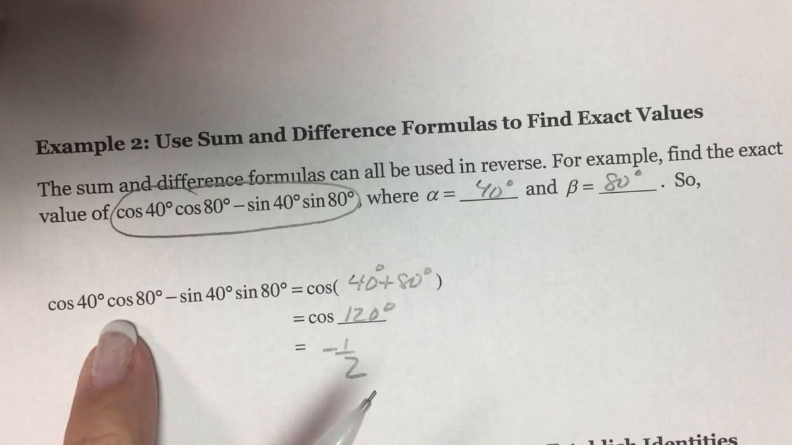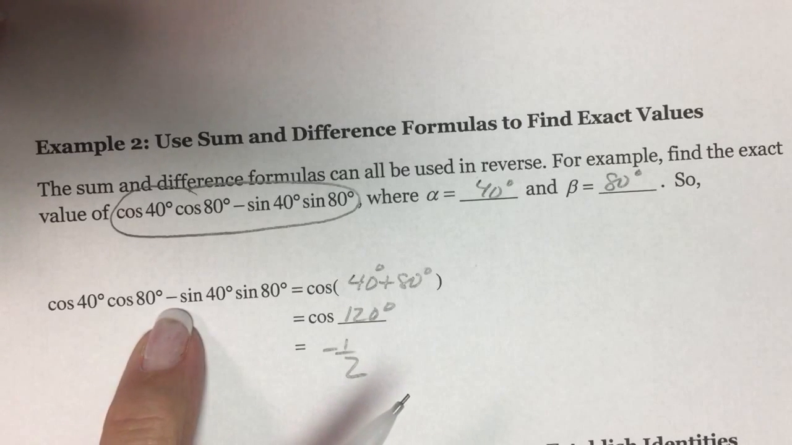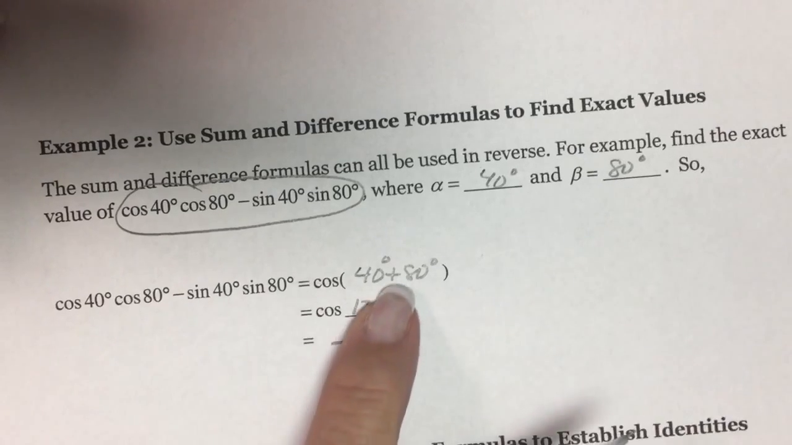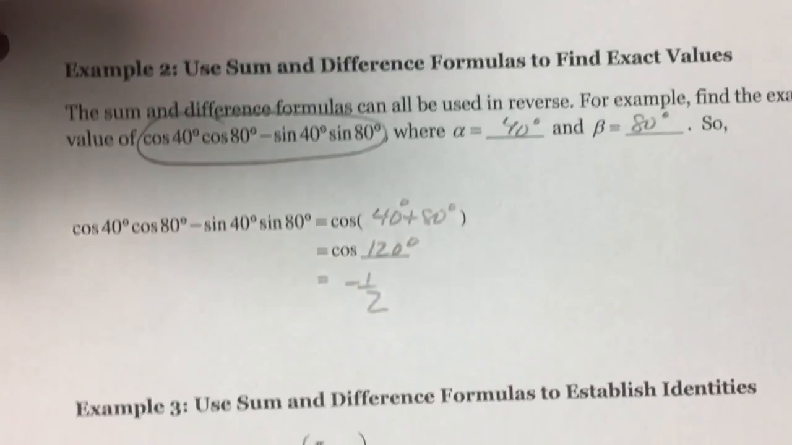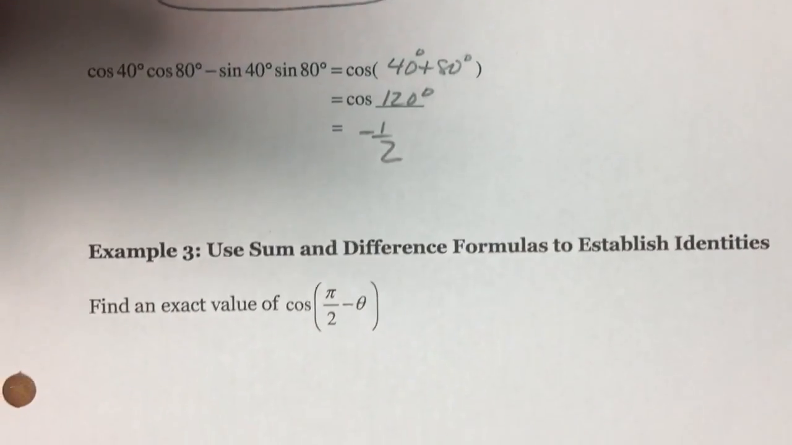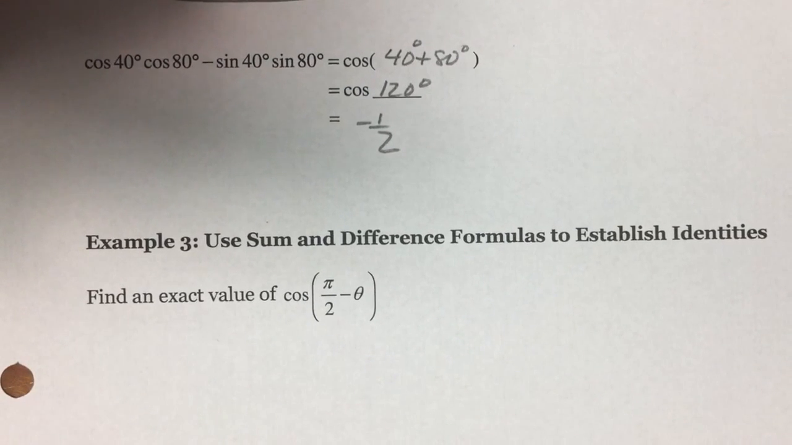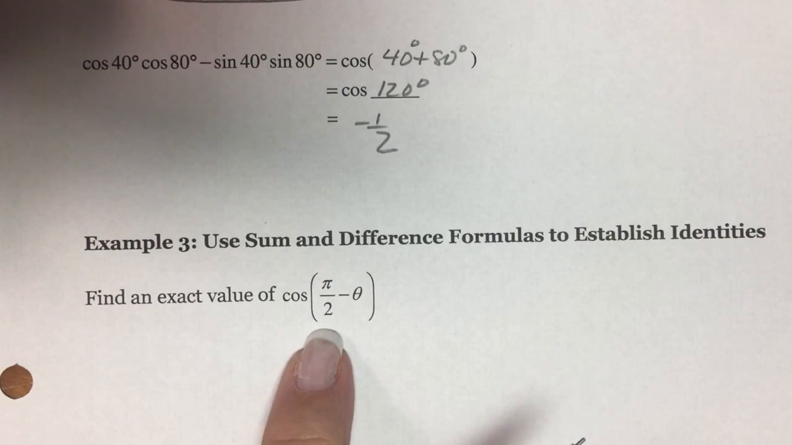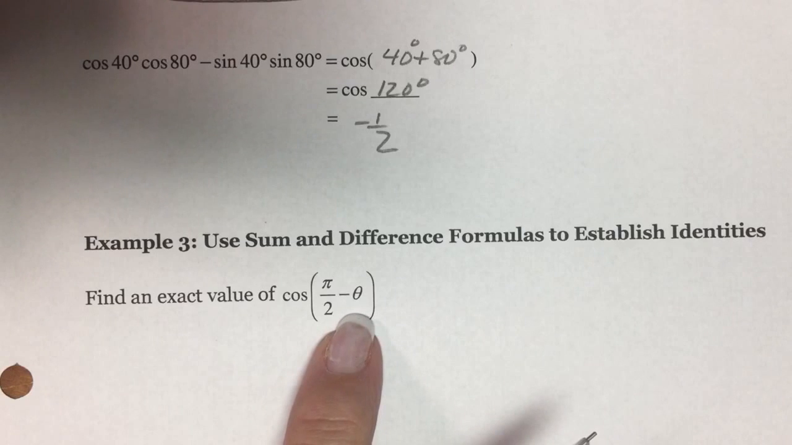You know its cosine, and then just figure out and know that if this is being subtracted, it means that it was a sum to begin with. How about find the exact value of the cosine of pi halves minus theta?